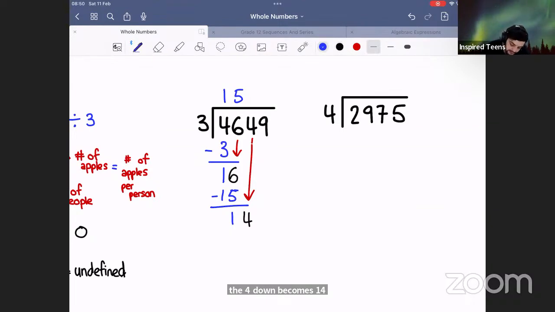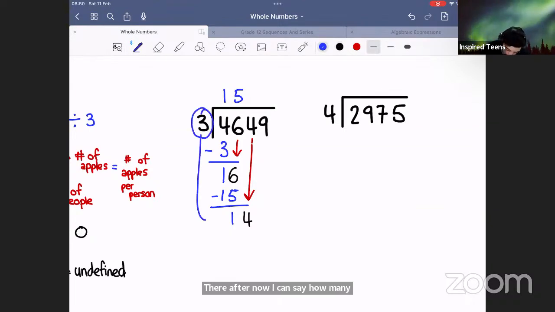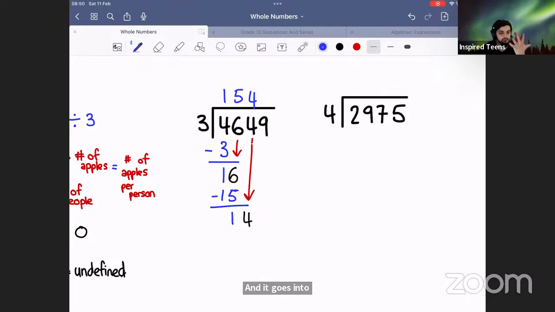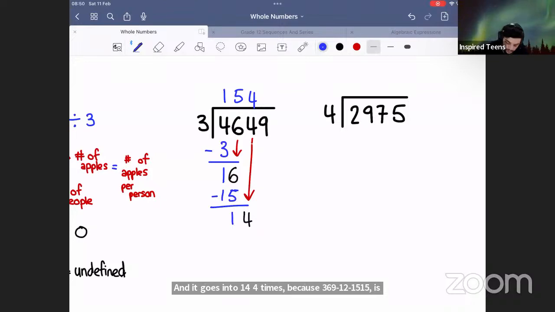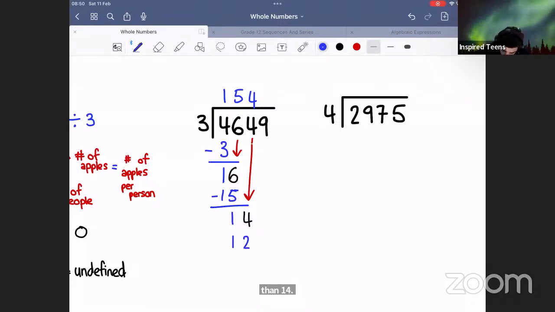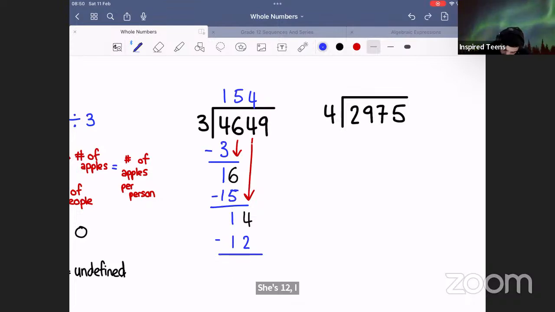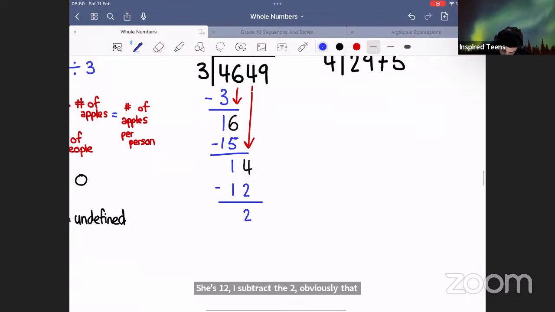Thereafter, now I can say, how many times does 3 go into 14? 3 goes into 14 4 times, because 3, 6, 9, 12, 15. 15 is bigger than 14, so the largest number of times is 4. I say 4 times 3, which is 12. I subtract: 1 minus 1 gives us 0, and 4 minus 2 gives me 2.